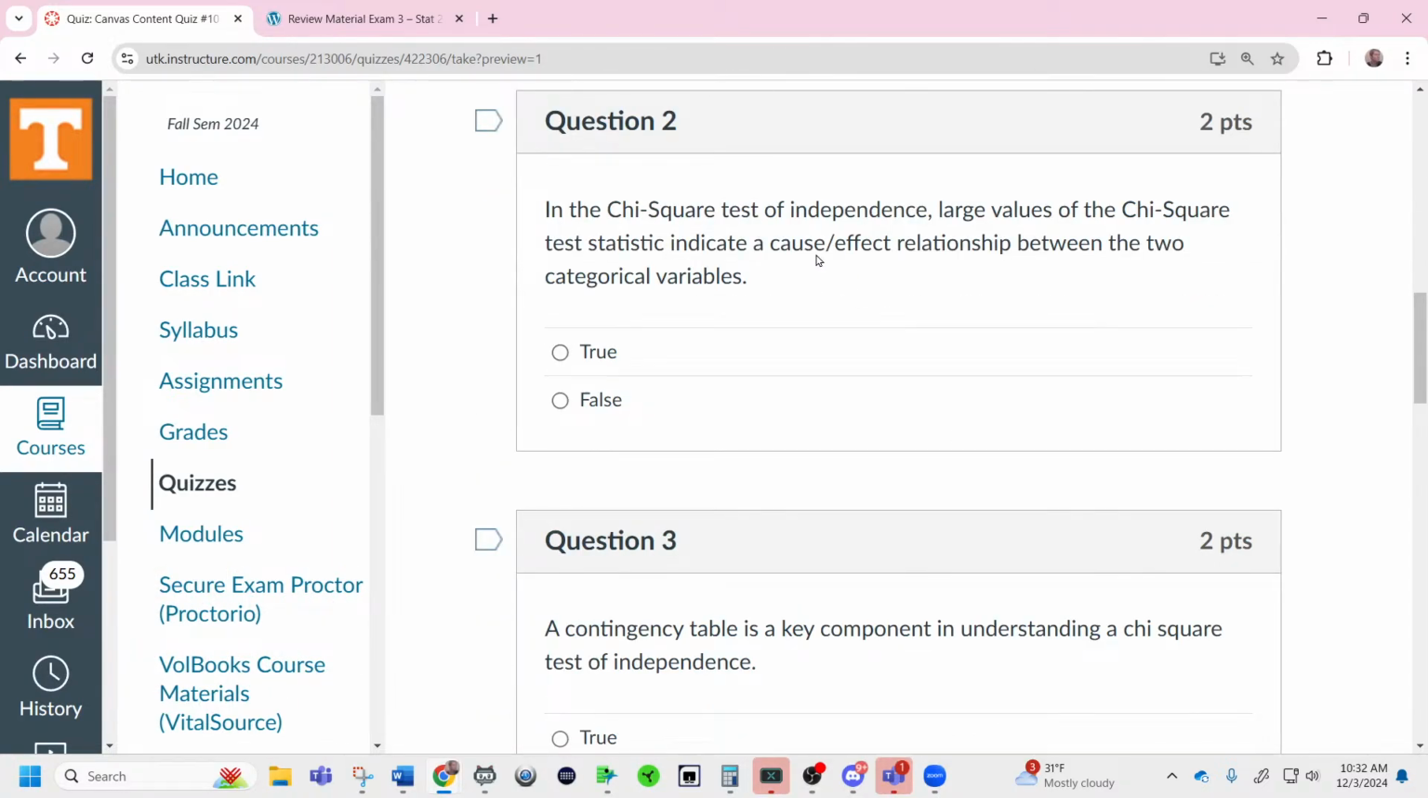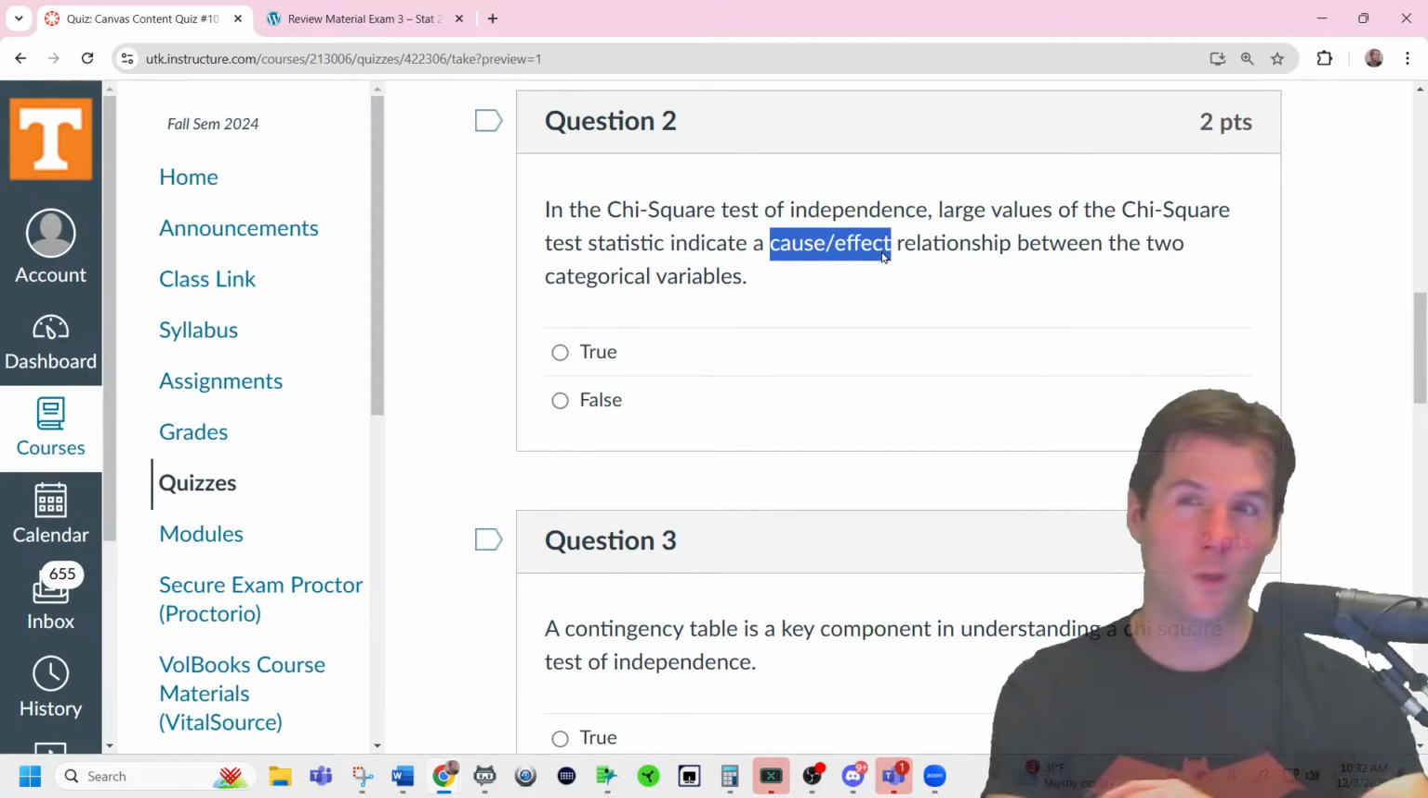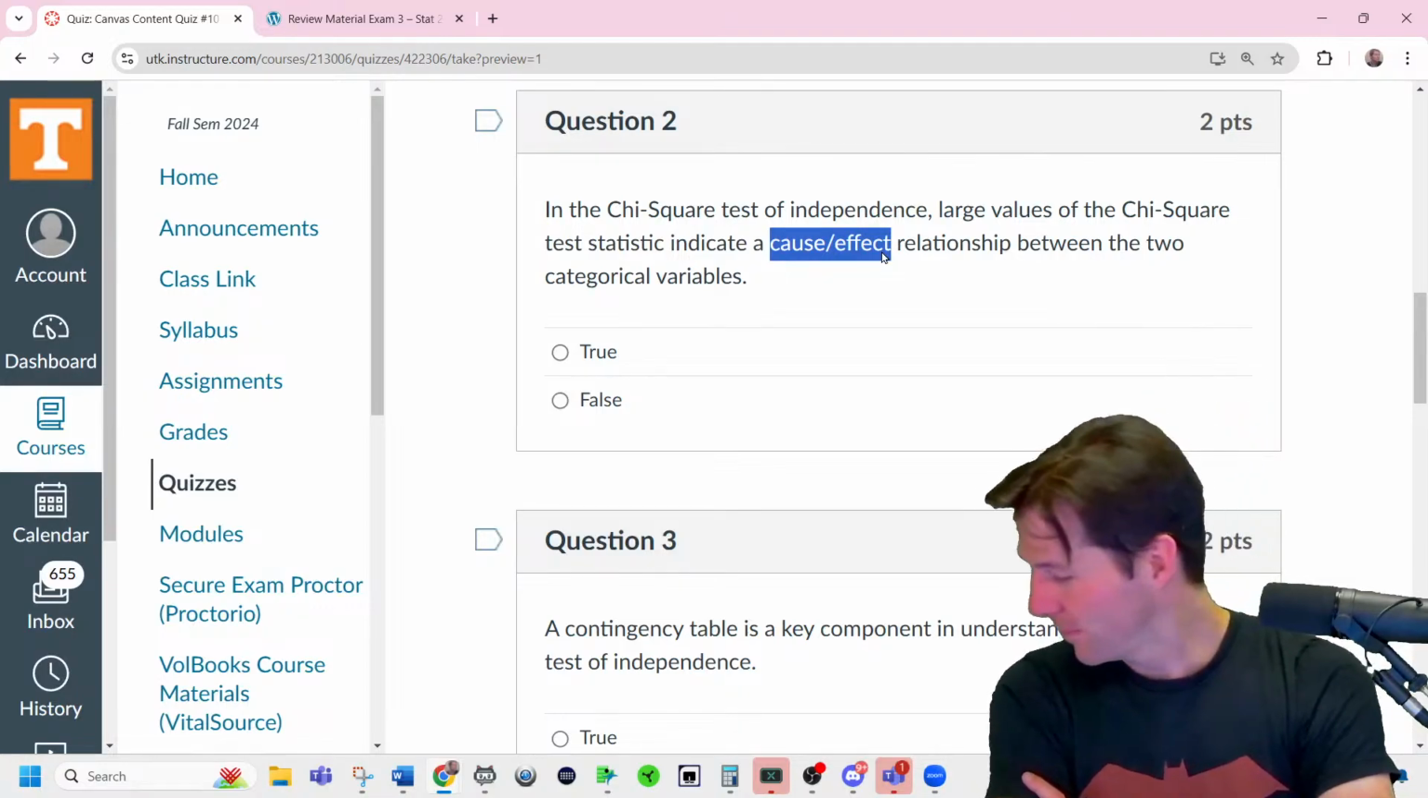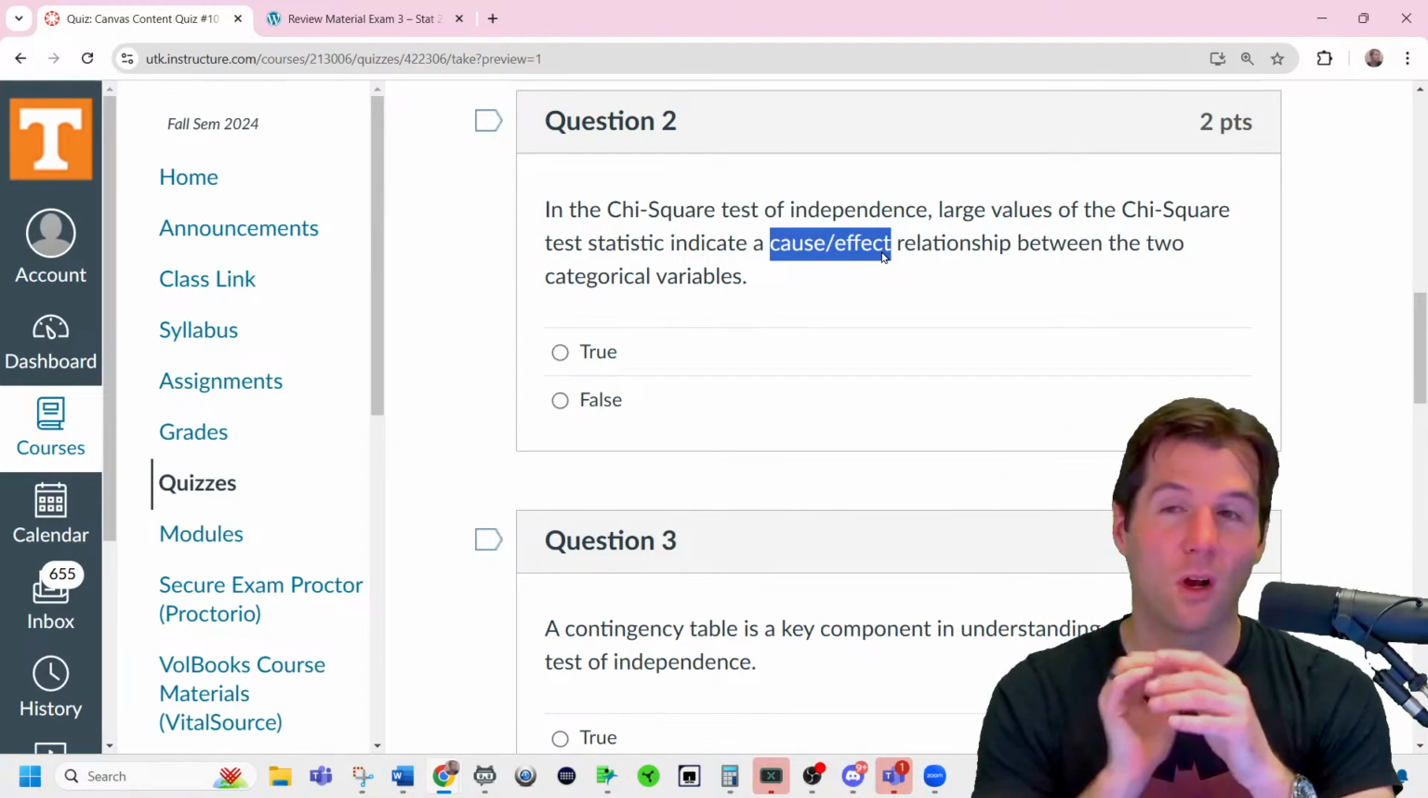In the chi-squared test of independence, large values of chi-squared indicate a cause and effect relationship. Now, what do you think about those words, cause and effect?